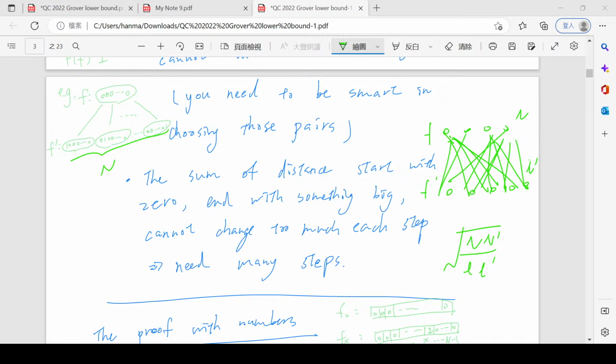Quantum lower bound by quantum argument.